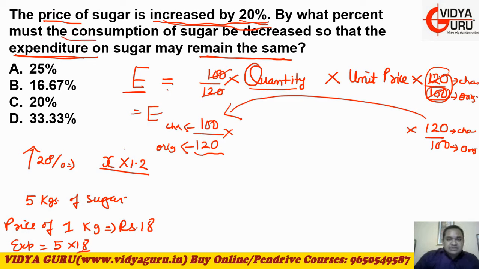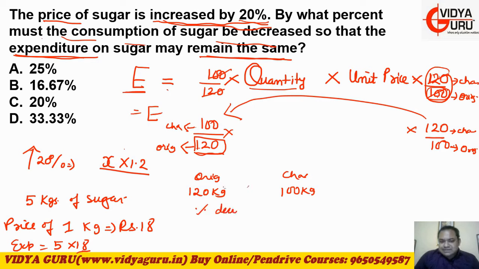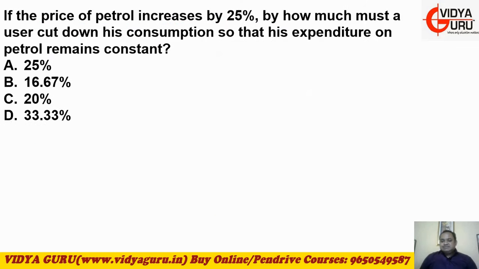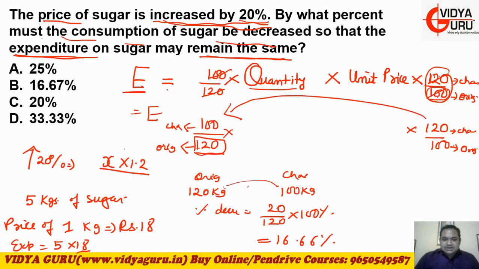How much consumption should you decrease? So I am saying that till yesterday you were buying 120 kgs originally, but from today onwards, changed value, you would be able to buy only 100 kgs. How can I say? By looking at these numbers. Fine. So now you can solve it. Percentage decrease is of 20. So 20 is what percentage of 120? So you will get the answer as 16.66%. Now what is the shortcut?